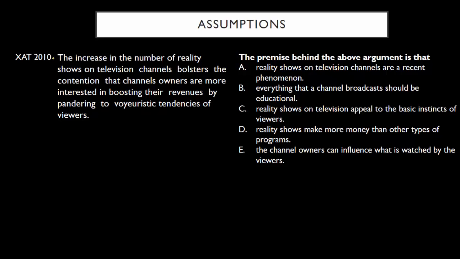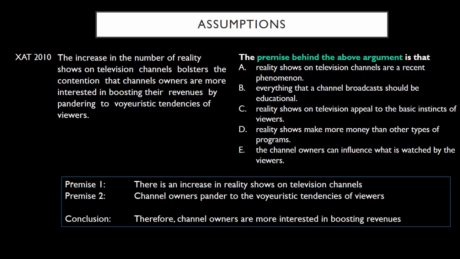This is something that we already converted into standard form. Remember, the increase in the number of reality shows on television channels bolsters the contention. What is the contention? That channel owners are more interested in boosting the revenues. How? By pandering to the voyeuristic tendencies of the viewers. And then we understood that argument like this. The premise is there is an increase in reality shows on television channels. Channel owners pander to the voyeuristic tendencies of viewers.